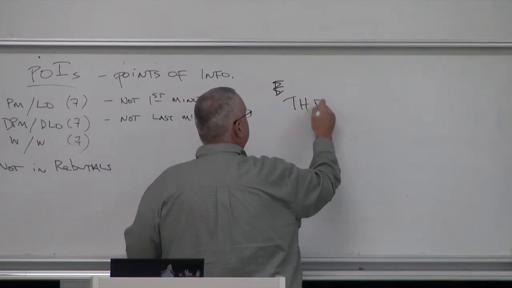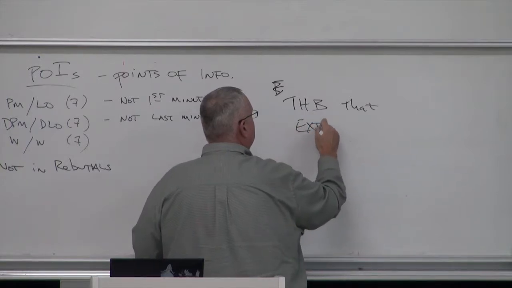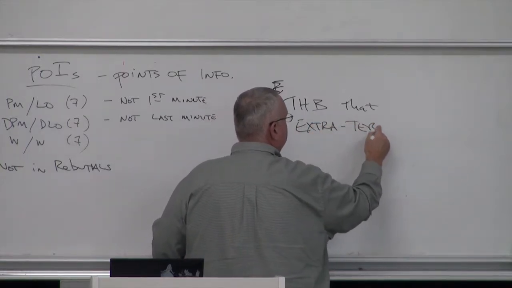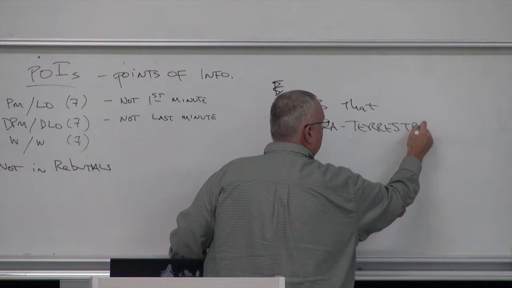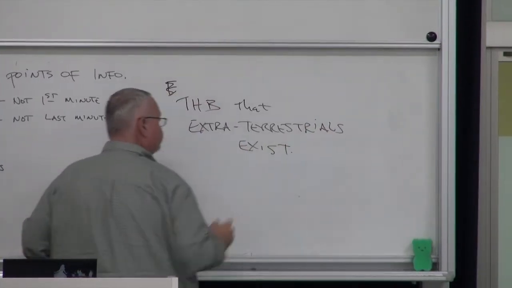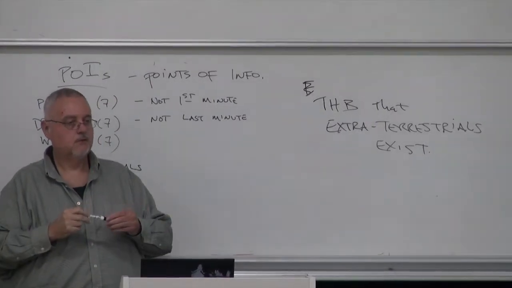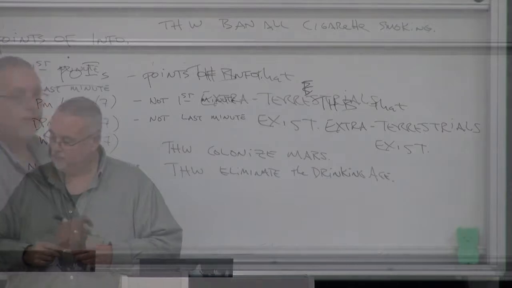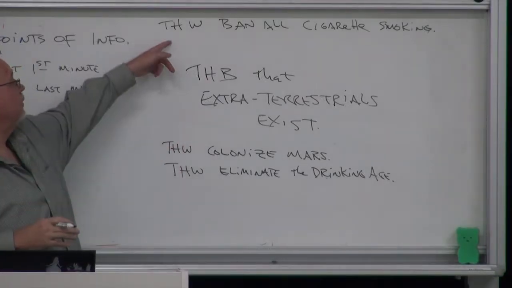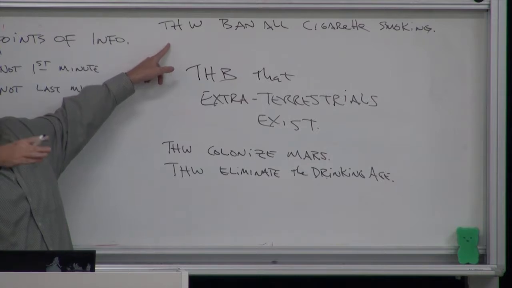This House believes that extraterrestrials exist. All right, so you get a couple minutes. Think about it. So, Emma, you're doing this House will ban all cigarette smoking, and you're the opposition to that.